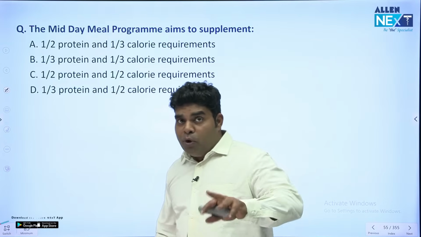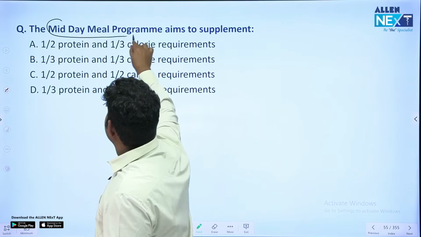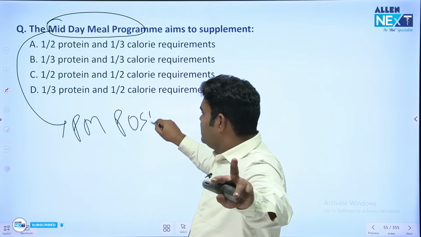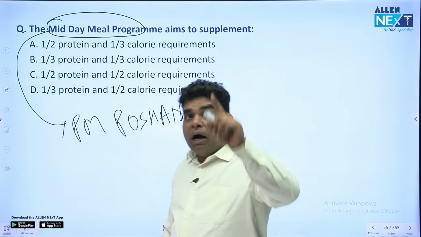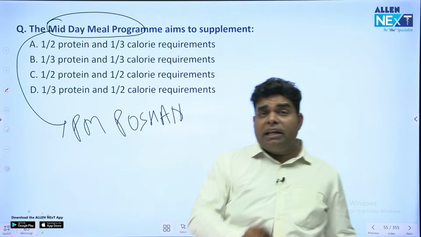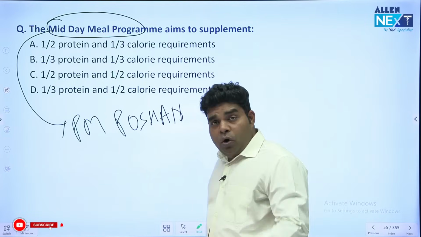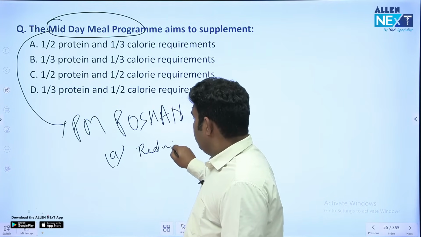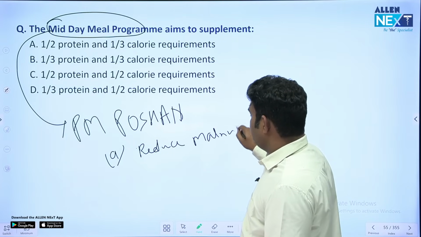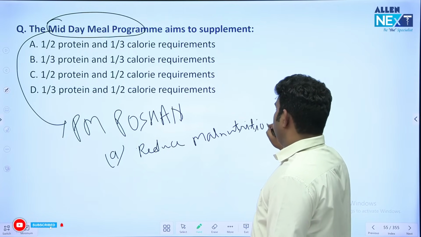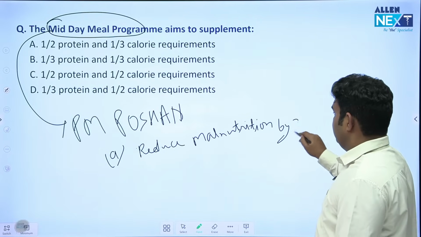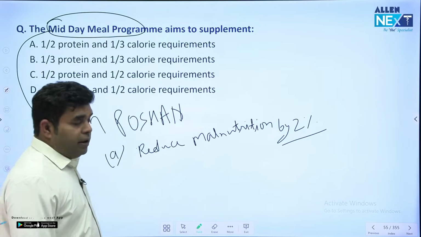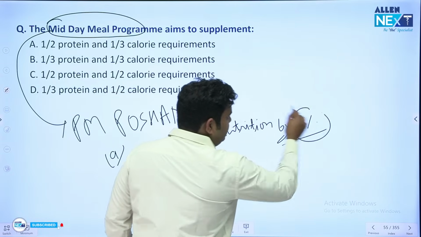Midday meal program is no more in India. We have replaced the name of midday meal with PM Poshan. And mark my word, this is a question which is very likely to come in this exam. What is the target of PM Poshan? Option A, reduce malnutrition by 2% each year; B, reduce malnutrition by 3% each year; C, reduce malnutrition by 6% each year. What is the answer? So the answer is PM Poshan is targeting on reducing malnutrition by 2%.